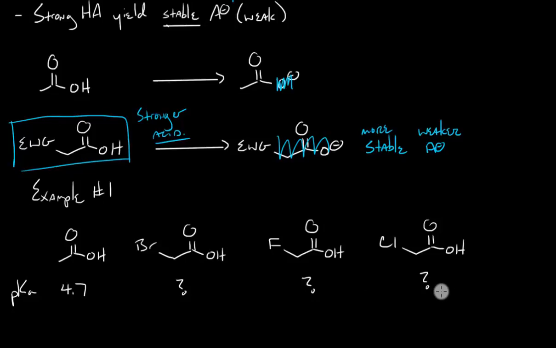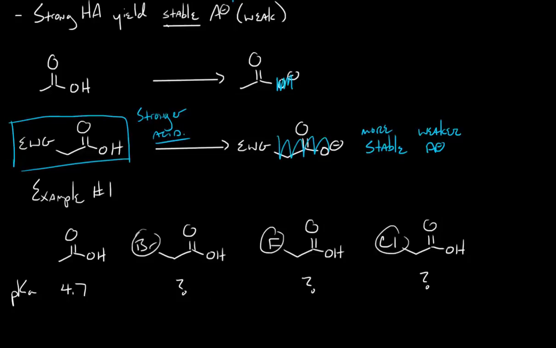But that's okay. If we wanted to rank these from most acidic to least acidic, we don't even need to know the pKa of each one of them. We can rationalize our way out of it. So if we were to think about the groups that were attached, we have a bromine, a fluorine, and a chlorine. And if you have your periodic tables with you, you can characterize the electronegativity of each one of these atoms.